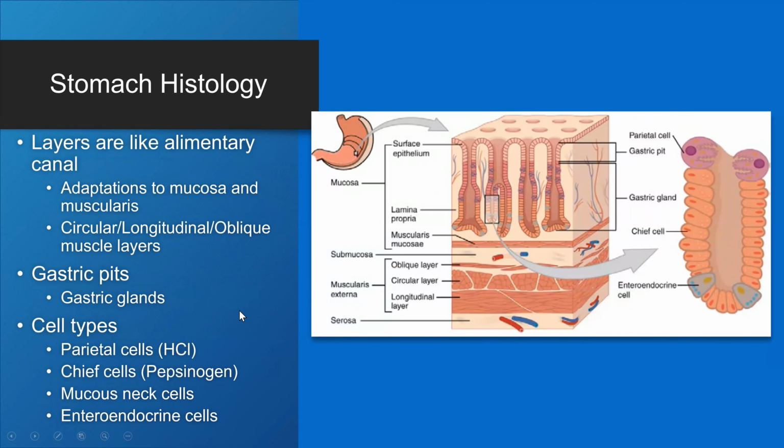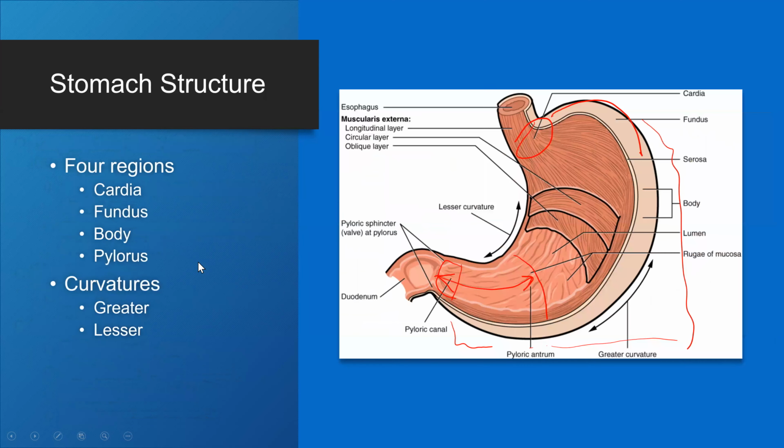Stomach histology is similar to the rest of the GI tract. However, we do have some modifications. First, we have 1 extra layer of muscles. So if you look over here, we have our circular and longitudinal, right? And then we have oblique. So we have 3 layers of muscles, 1 extra muscle, the oblique layer, in the muscularis externa.